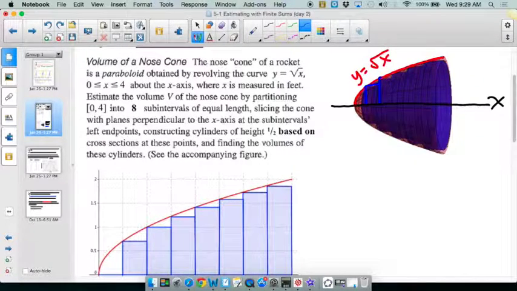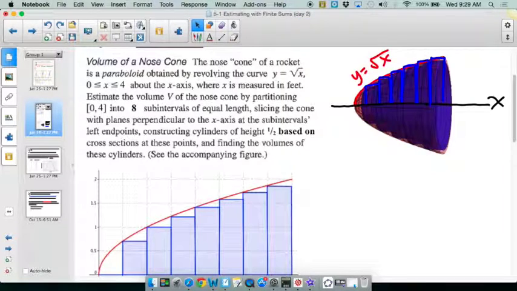We can approximate the interior of that nose cone by drawing rectangles up to the edge of that nose cone and then spinning them around this axis. So we take that rectangle and we spin it around that axis. If we would do that, take a rectangle and spin it around the axis, we end up with what three-dimensional shape?